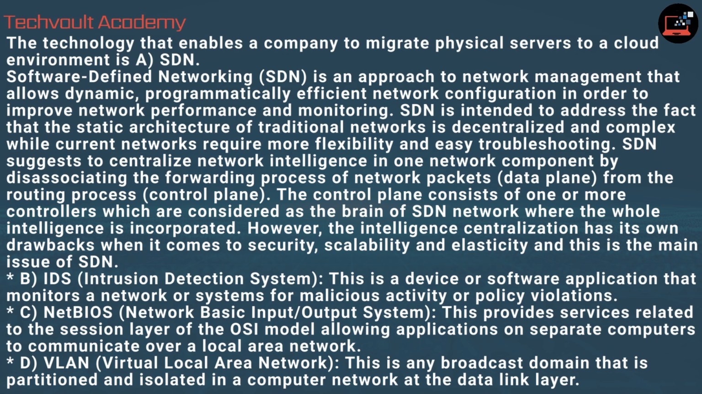C. NetBIOS, Network Basic Input-Output System. This provides services related to the session layer of the OSI model, allowing applications on separate computers to communicate over a local area network. D. VLAN, Virtual Local Area Network. This is any broadcast domain that is partitioned and isolated in a computer network at the data link layer.